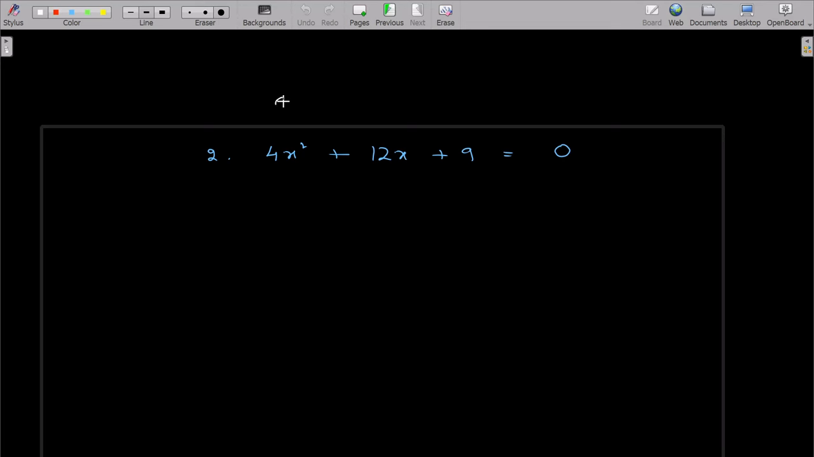So I'm writing it here, a square plus 2ab plus b square. So you look at the first term and the last term to get the values of a and b. A is 2x and B is 3. Perfect. So you have a as 2x, b as 3. Now you could directly write that this would be whole square of 2x plus 3.